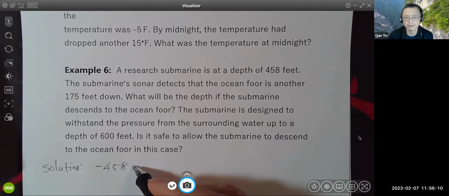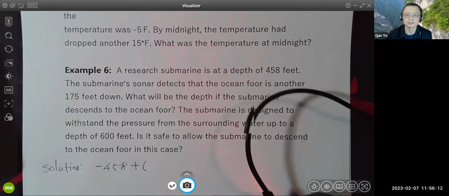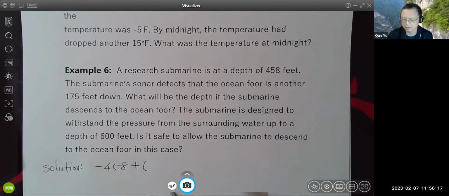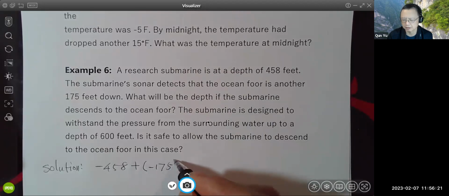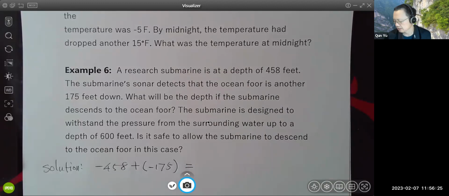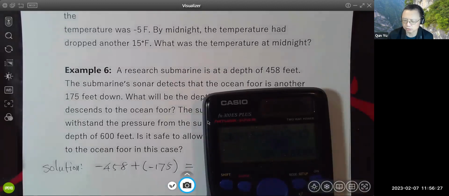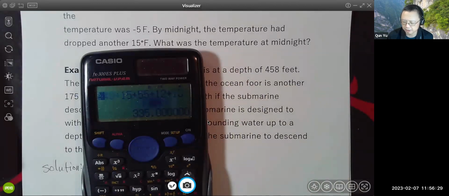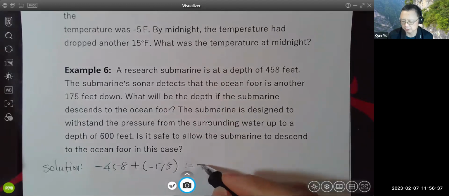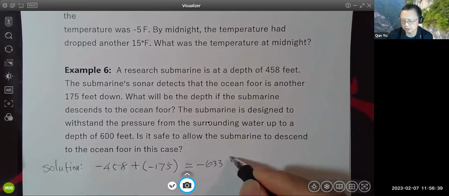Same. They are in the same direction. So negative 175. And so the result, they are in the same direction. We just add these two numbers together, 458 plus 175, 633 feet below. So negative 633 feet.